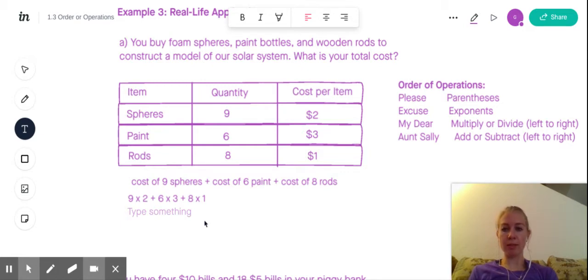9 times 2 is 18, plus 6 times 3. If you're not sure, look at your table. 18, plus 8 times 1. Well, anything times 1 is the anything, so in this case, 8. All right, so now we just simply have addition left. We're going to add all 3 of these numbers together. 18 plus 8 is, the total cost is $44. And of course, our dollar symbol goes in front of the number.